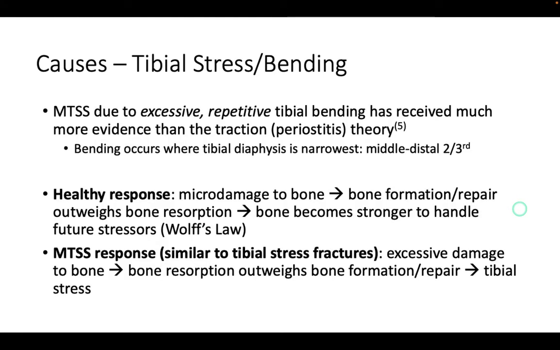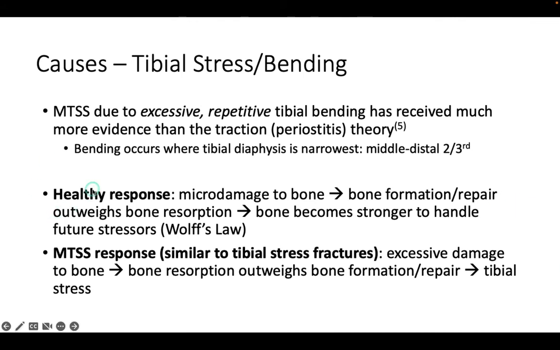So now, going on to the tibial stress, or medial tibial stress syndrome theory, this one has more evidence towards it. MTSS, due to excessive repetitive tibial bending or loading, has received much more evidence than the previous traction or periostitis theory we've been talking about. And the bending at the tibia occurs where the tibial diaphysis is narrowest. That's typically about the middle to distal two-thirds of the tibia, which lines up with where the pain is occurring in individuals with shin splints.